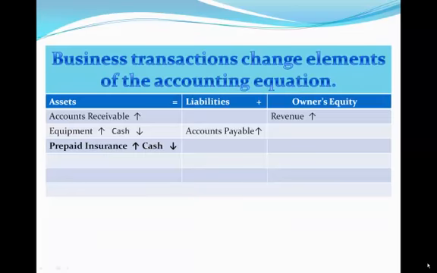Again, looking at this transaction using the accounting equation, we can see that on one side of the equal sign, the asset side, we have the prepaid insurance going up and the cash account going down for the same amount, which means our accounting equation is still in balance.